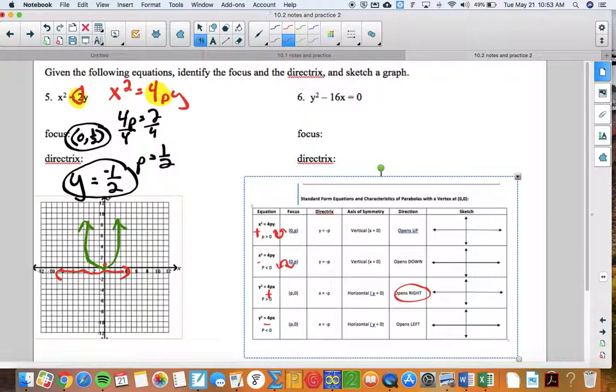So there we are. So there's our focus and our directrix. And the values that we got, because remember, when it's y, it's going to be a horizontal line when it's y equals some number. Those look good.